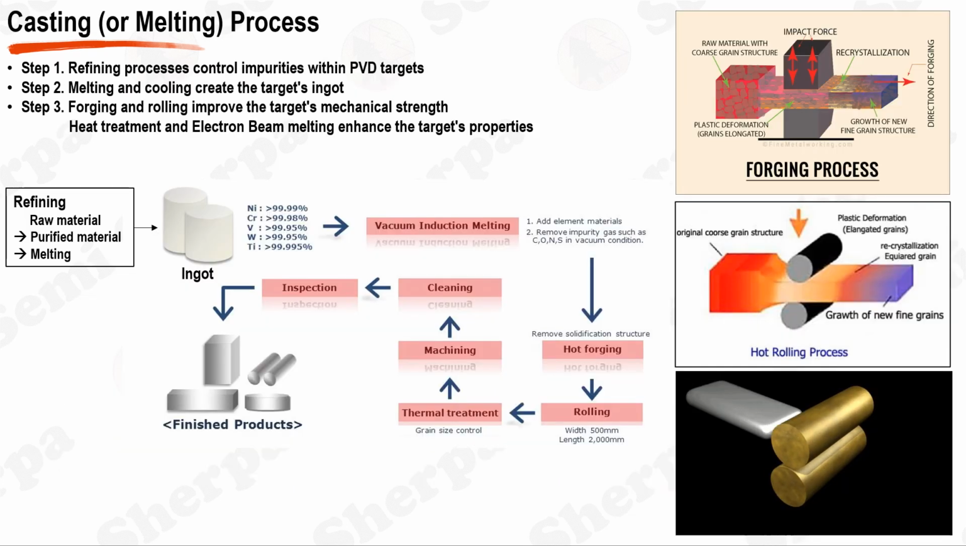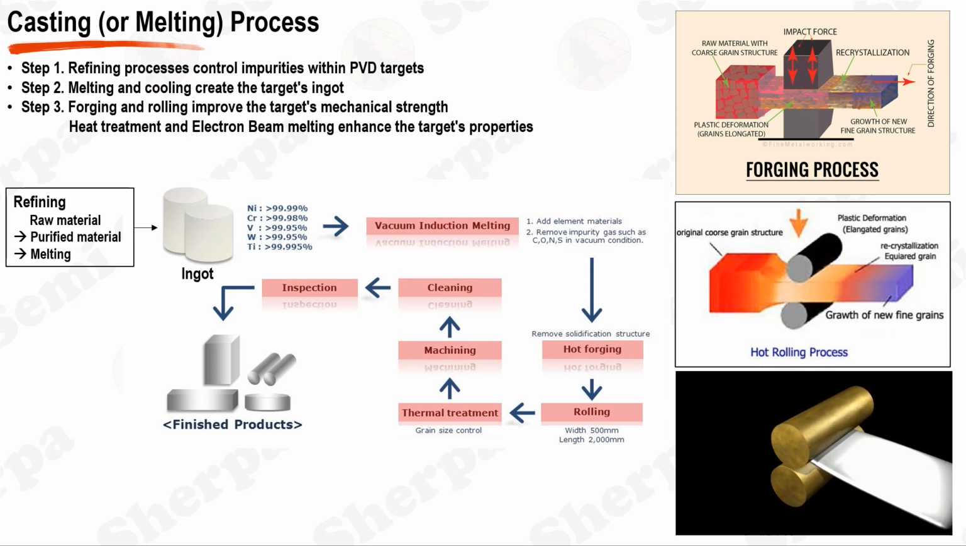The casting or melting process in manufacturing physical vapor deposition (PVD) targets involves several intricate steps, each one carefully designed to ensure the highest quality of the target material. The initial phase of this process involves refining. The primary objective of refining is to control impurities in the target material. There are different refining methods utilized based on the inherent characteristics of the metal in question.